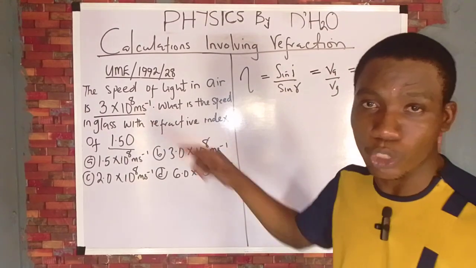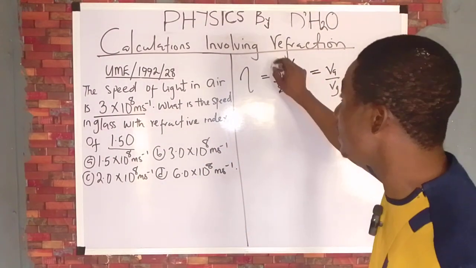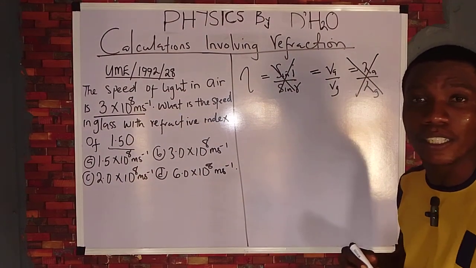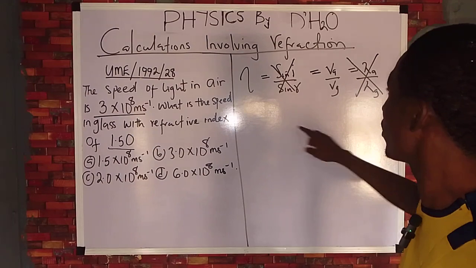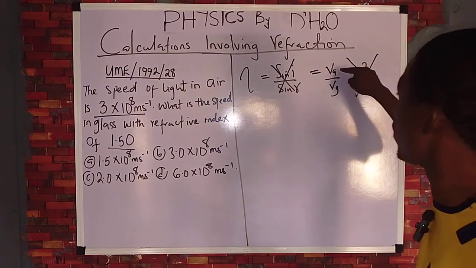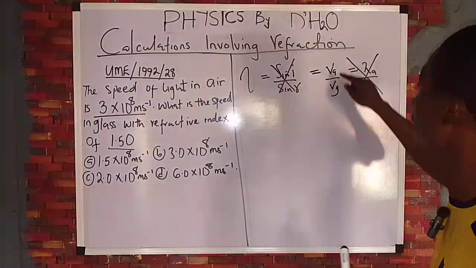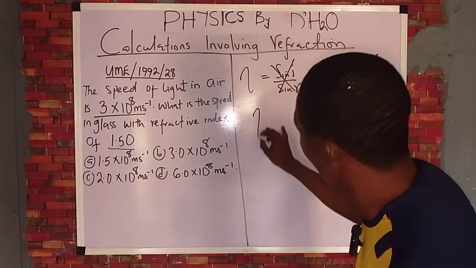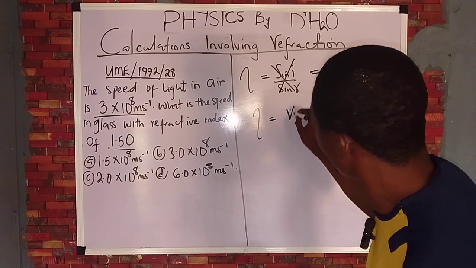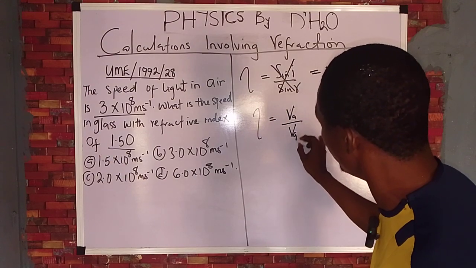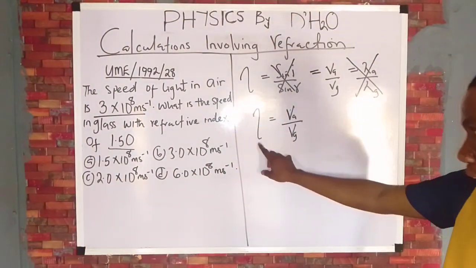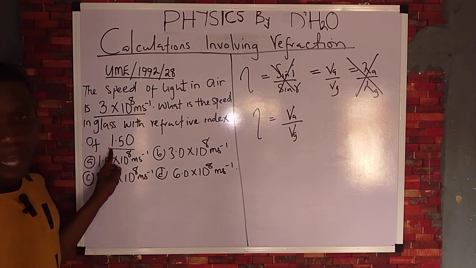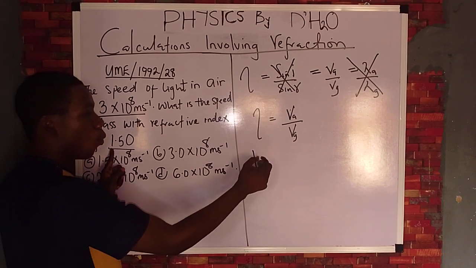Now, according to this question, we definitely do not need this, and we definitely do not need this. So what we need is our refractive index, comparing it to the various speed of light in air and in glass. So we bring out the variables that we need. So the refractive index is equal to V_A over V_G. Okay? Now, what is our refractive index according to the question? Our refractive index is 1.5. So we'll put it here.